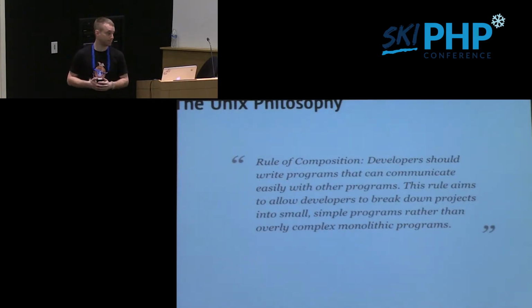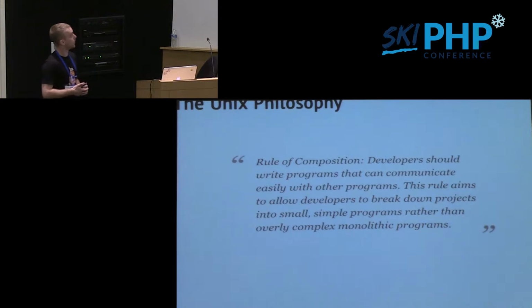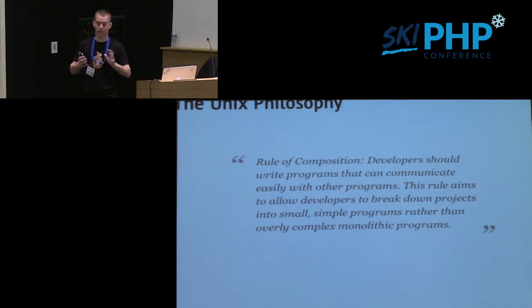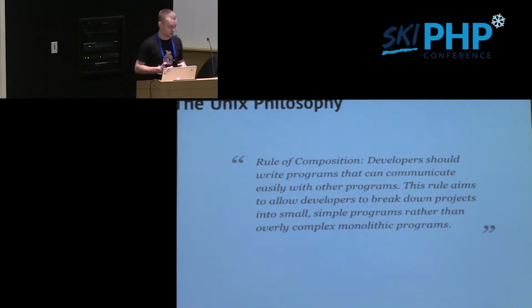Unix philosophy. The rule of composition states developers should write programs that can communicate easily with other programs. This rule aims to allow developers to break down projects into small, simple programs rather than overly complex monolithic programs. Smaller units are less prone to error. When you write several small things and piece them together, each small thing, if it only does one thing, is much less prone to error, and it's much easier to test.